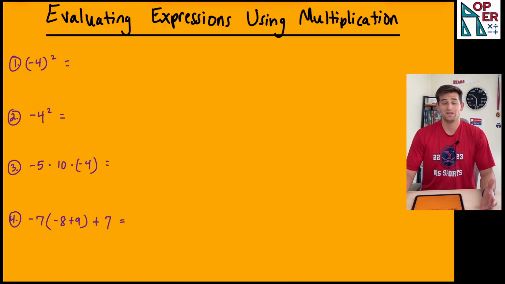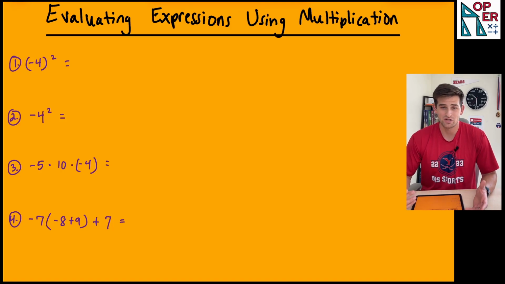Now that we know how to multiply integers, let's evaluate some expressions where we use some of these multiplication rules. So we got 4 examples here. Number 1 and number 2, notice they look almost identical, except for number 1, we have a set of parentheses around -4. So for number 1, we would read this as -4 squared.